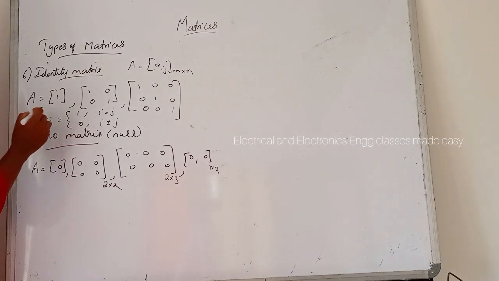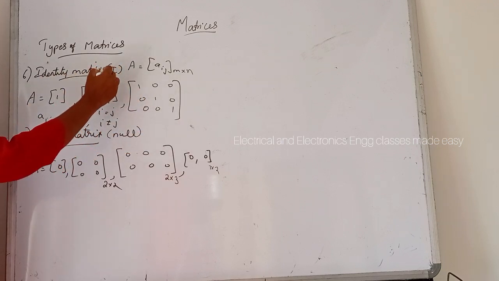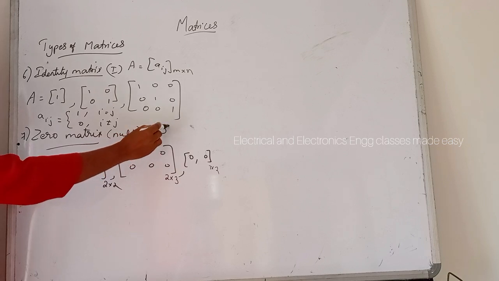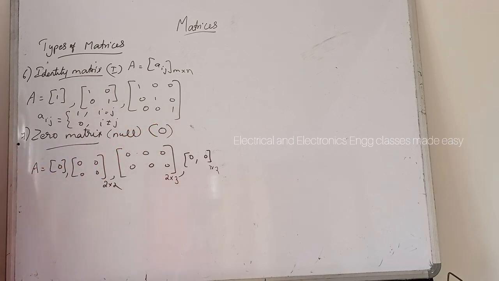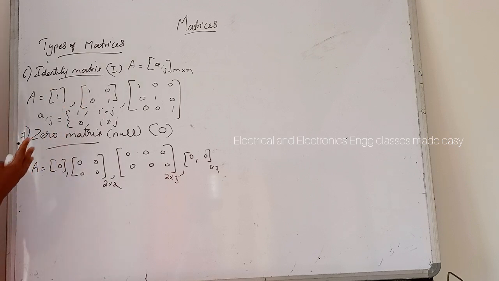And the identity matrix is represented by the capital letter I. Also the zero matrix is represented by the letter O. So that is about the matrices. In the next class we will learn more about the matrices.